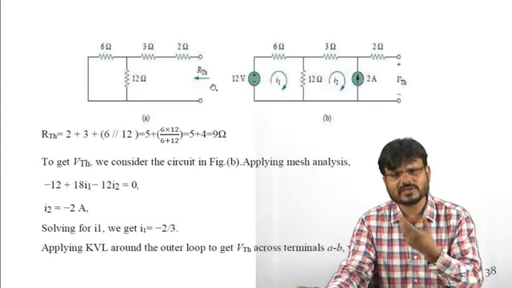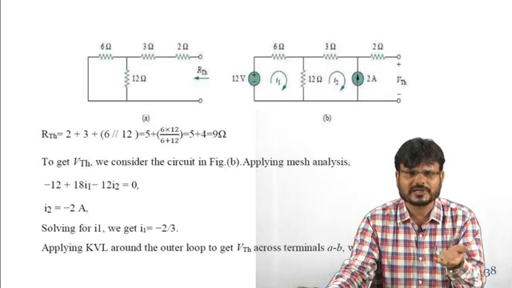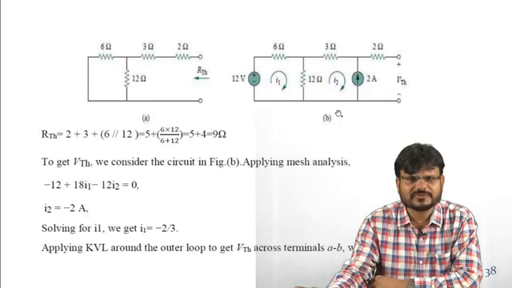Now because you have to calculate the maximum power, and maximum power is equal to what? VTH square upon 4 RTH. That means you have to find the value of VTH. So to get the VTH, we consider the circuit as shown in figure B.